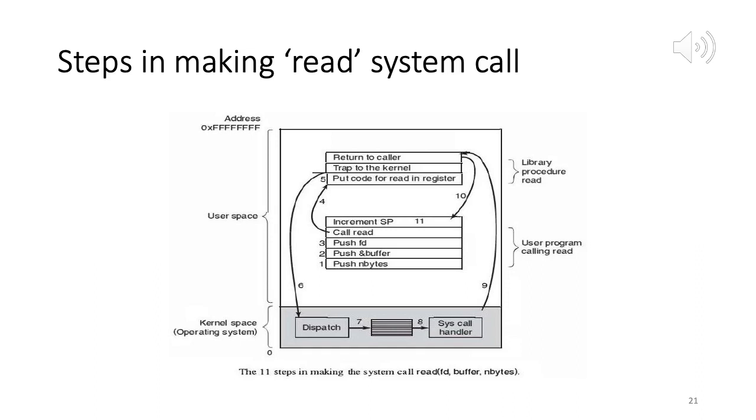Also note that when we go from step 5 to step 6, we have a trap to the kernel, where the kernel might be executing some other instructions. So we give a trap, an interrupt, and tell the kernel that now you need to process this read API. So this in general is all the steps.